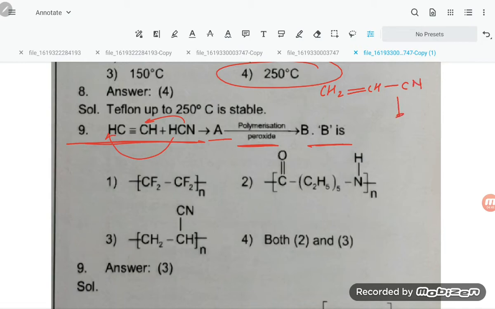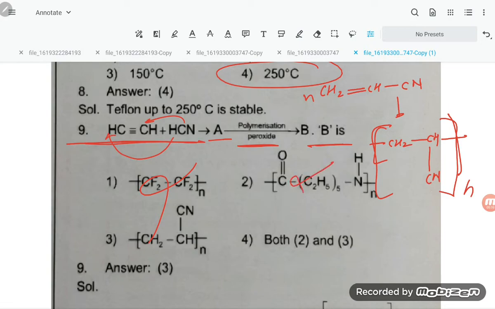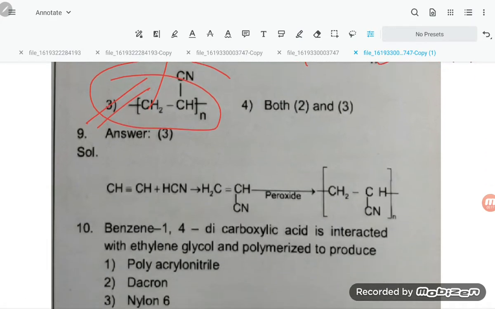If it is n molecules you are taking, students, it will be n times CH2 single bond CH, and here CN will come, with single bonds like that, so it will be n times. You can check which is the correct answer, students. This is wrong, and this is wrong. So which is the correct one? This one, CH2 CHCN. So this is our answer, option number 3, students.